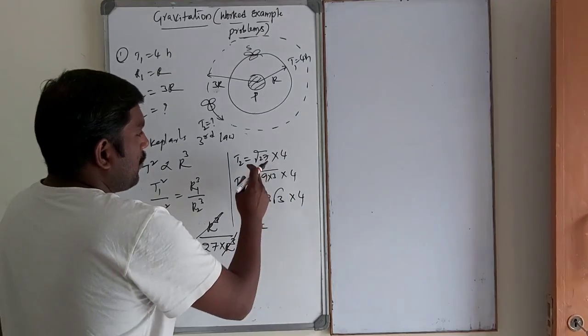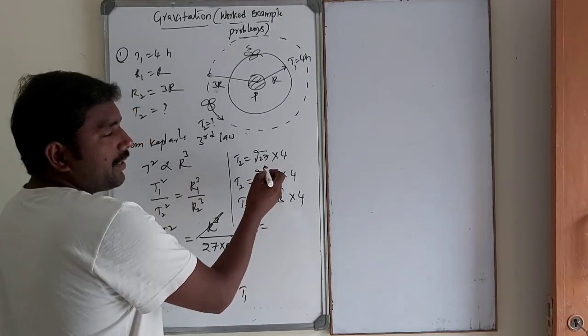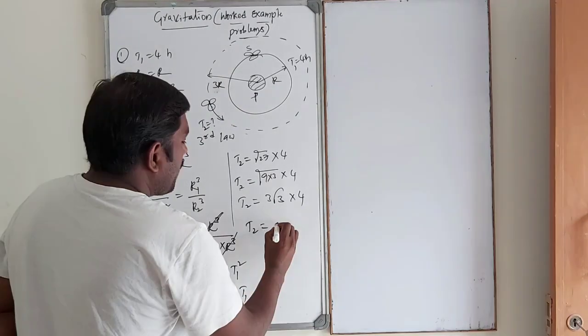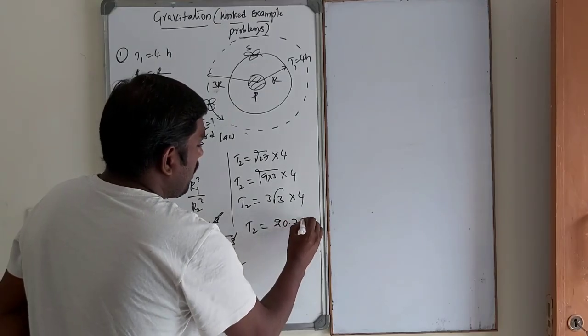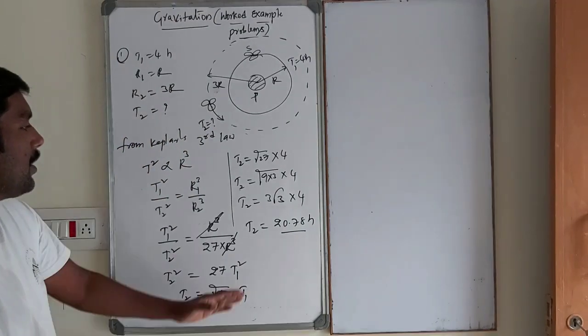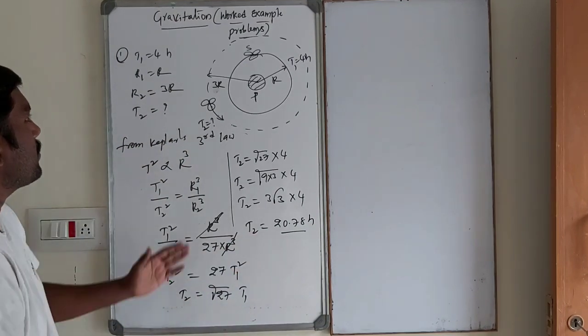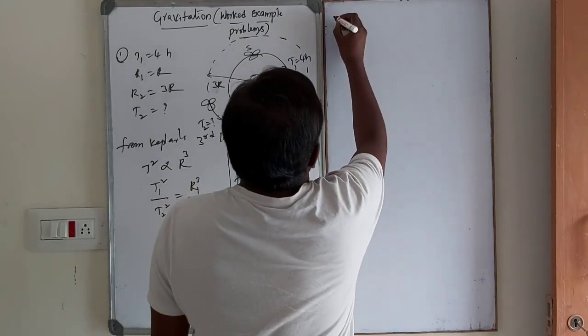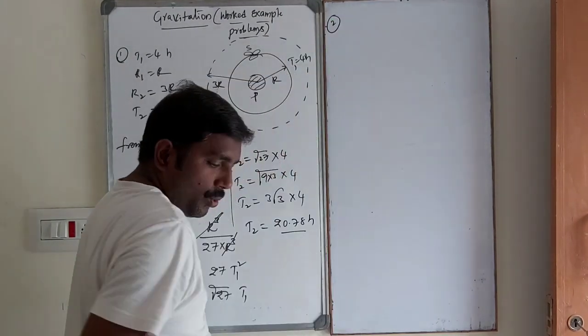So, root 27 into 4, using a calculator. So the ultimate answer is 20.78 hours. This is the answer of this problem. Okay, simple calculation. So next numerical problem, that is problem number 2.